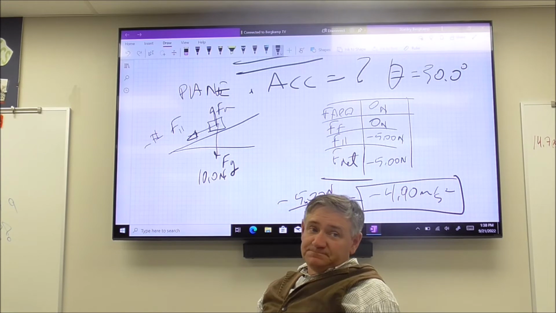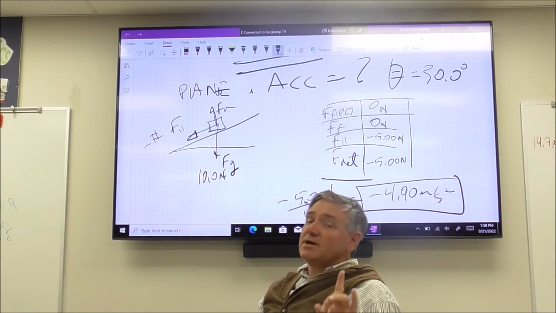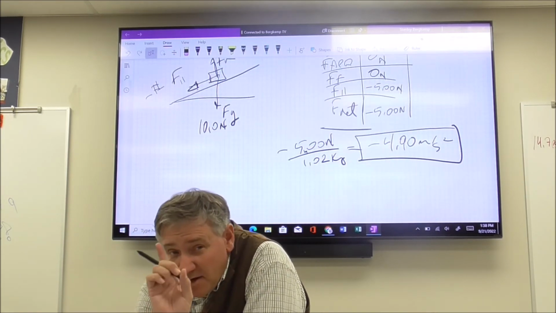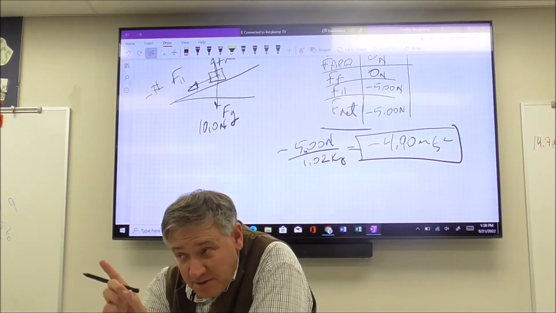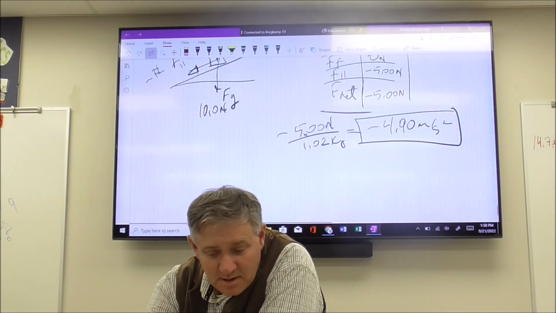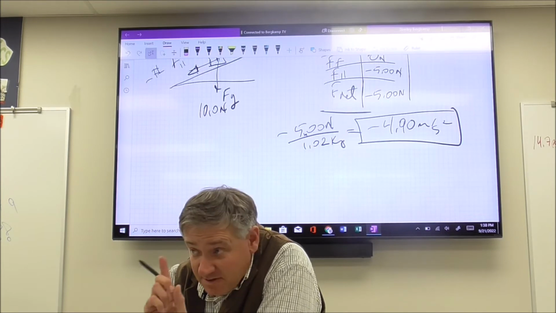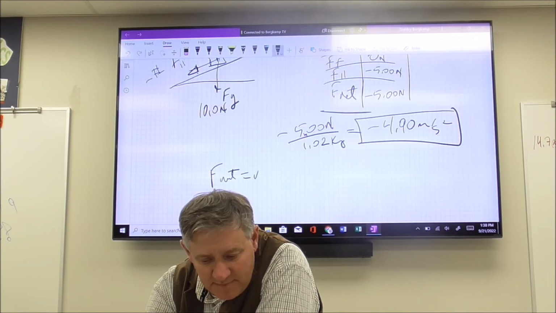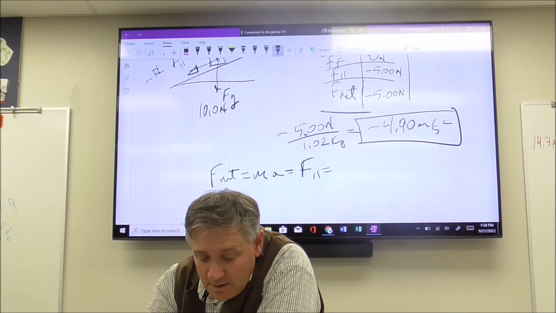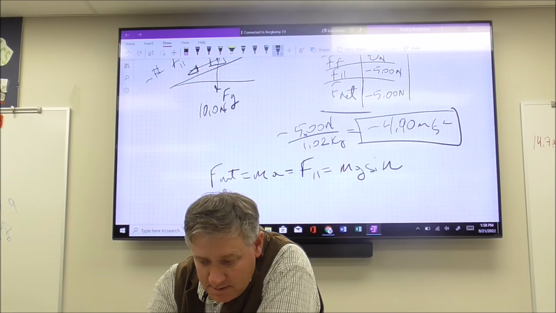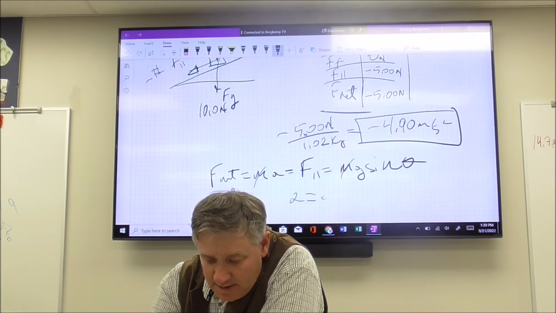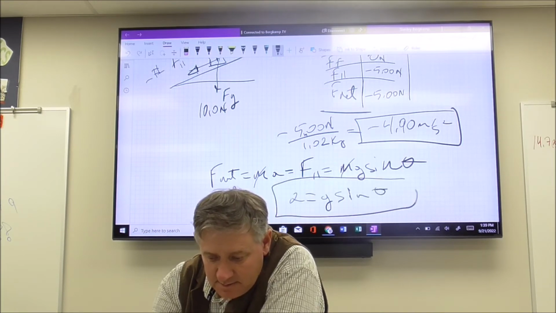Now, if you want to get clever, if you're a pure mathematician, here's what you can do. You have to keep in mind, this is a cool trick, but it's a one-trick pony, and it only works under one circumstance. So basically, if there is no friction and there's no applied force, your force net equals mass times acceleration, which equals your force parallel, which is mg sine theta. So your masses will cancel out, and a equals g sine theta.